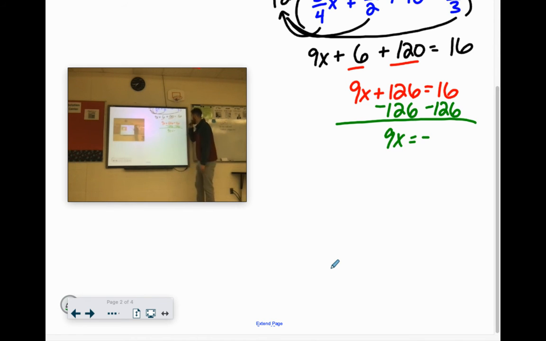9x equals negative, let's see, 126 minus 16 is 110, so negative 110. And then divide that by the 9. These don't have anything in common. Remember, the only factors of 9 are 1, 3, and 9. 3 goes into 9. So if you're checking 3, the sum of the digits, 1, 1, and 0, has to be divisible by 3, and 1 plus 1 plus 0 is 2. That's why we did all those divisibility things back in the day. So we can't simplify this. So we have negative 110 over 9.